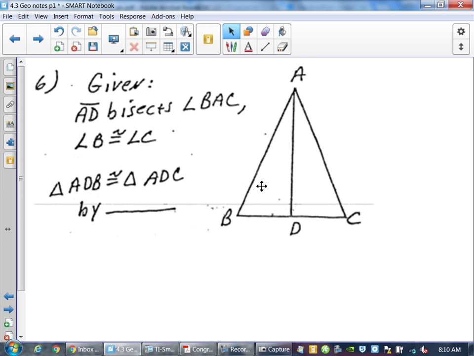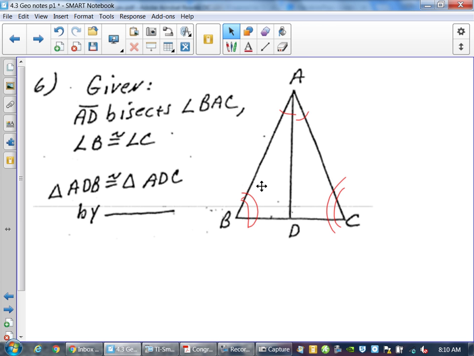Okay, AD bisects an angle. So when you bisect an angle, you get two congruent angles. That's on your progression sheet. As soon as you have an angle bisector, you know you have two congruent angles. Mark it. And remember, the middle letter is the vertex. That's the angle that we're talking about. Now you have angle B and C are the same. So as of right now, we have two angles, which means I need to find a side between them or a side after them. What do we have? Reflexive.